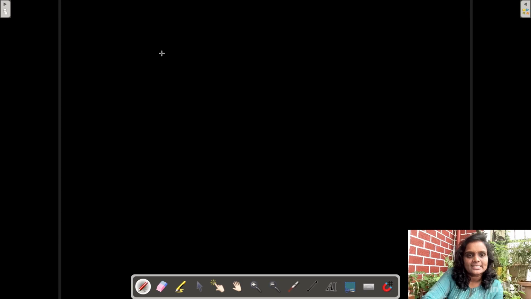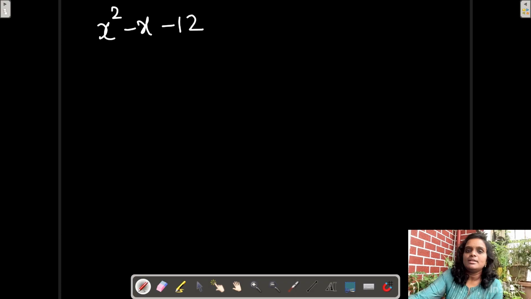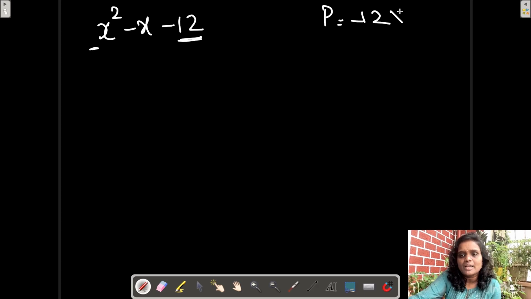Let's take one more example to get it. x square minus x minus 12. Now let's find the product. What is the product? Product means the product of the constant term and the coefficient of x square. So that is nothing but minus 12 into 1. It is minus 12. Now what is the sum? Sum is nothing but the middle term, right? So what is the middle term? Minus 1.